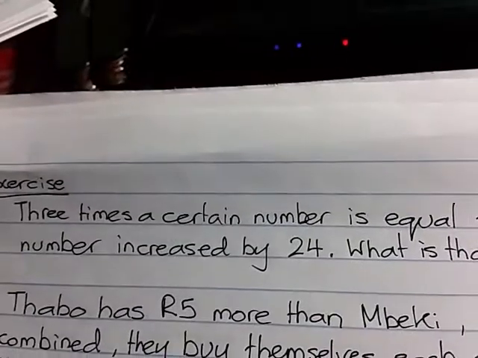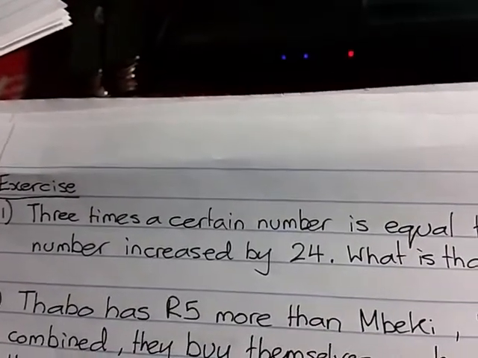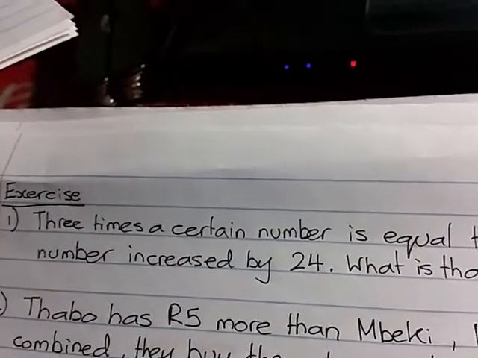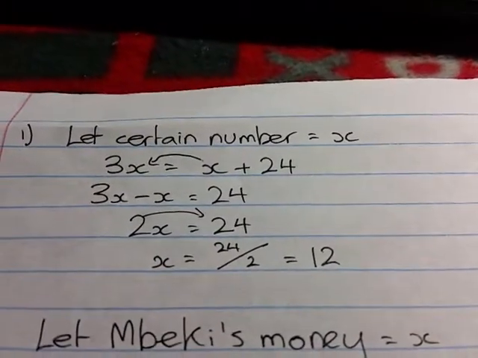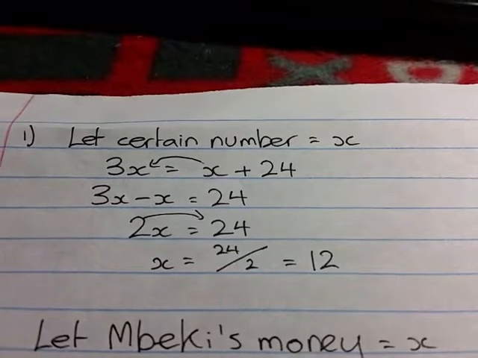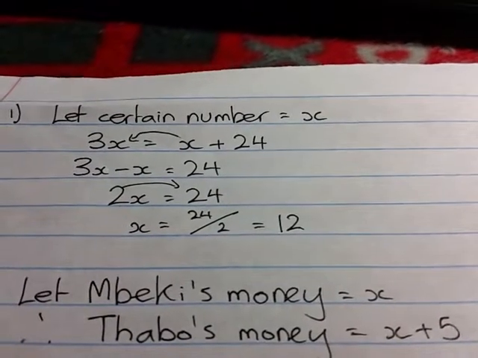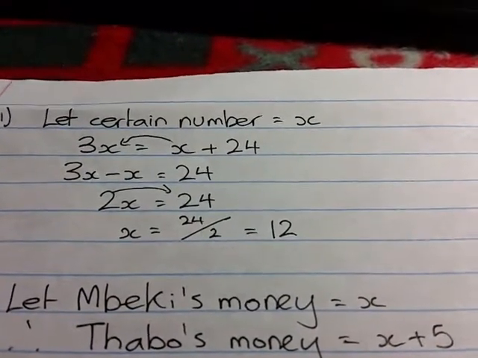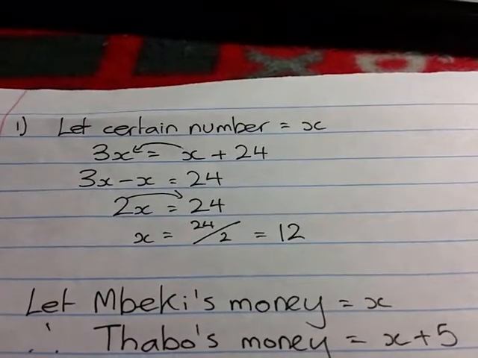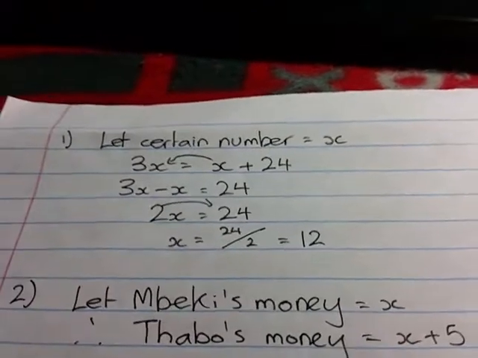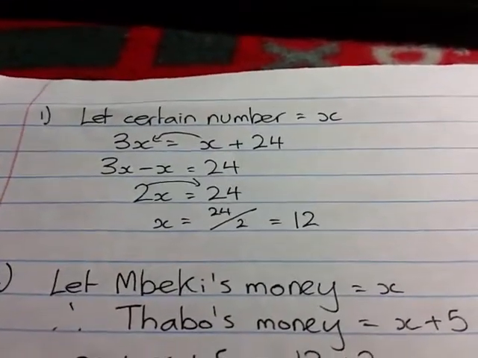Okay, now based on the wording of the sentence, Becky has less money. So I am going to make Becky equal x, which means Tabo, who has 5 rand more, would be x plus 5. So their money combined let them buy each a 13 rand ice cream.